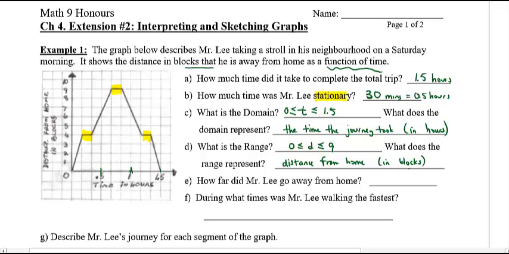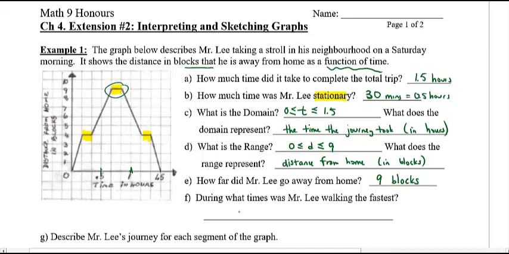And if the question says in part E, how far did I go away from home? So think about, as I traveled along here, how far did I go? It looks like I reached the maximum here of 9 blocks. So I went 9 blocks away from home, and then I came back home.